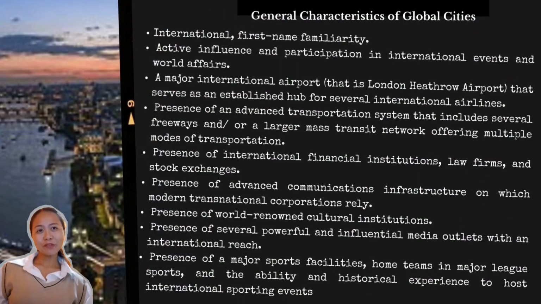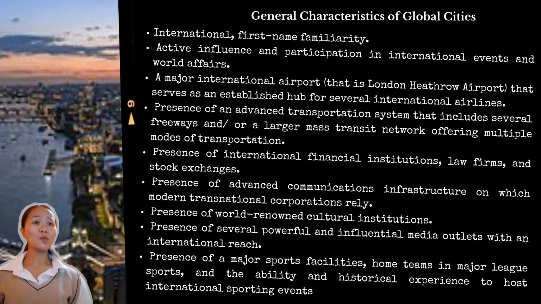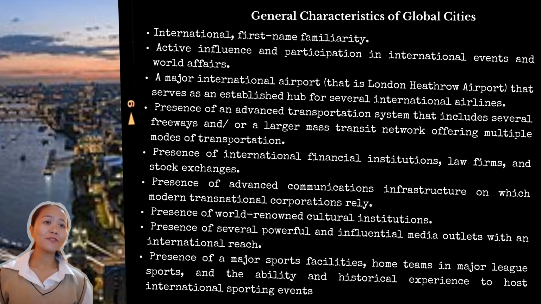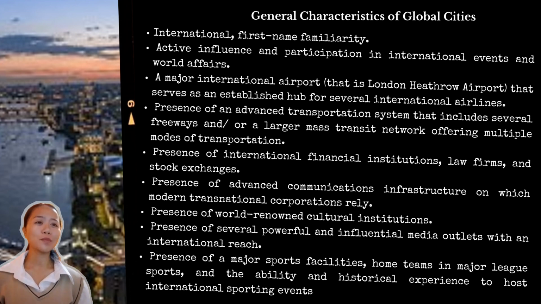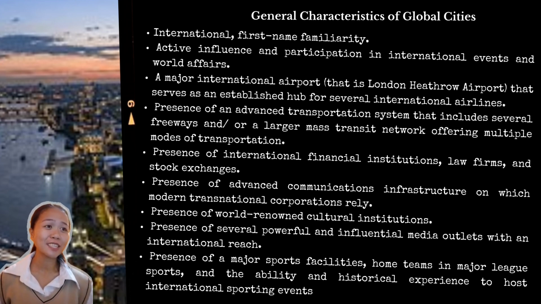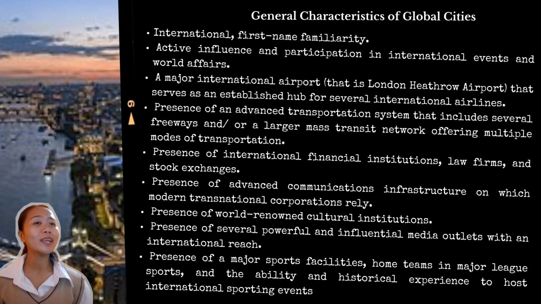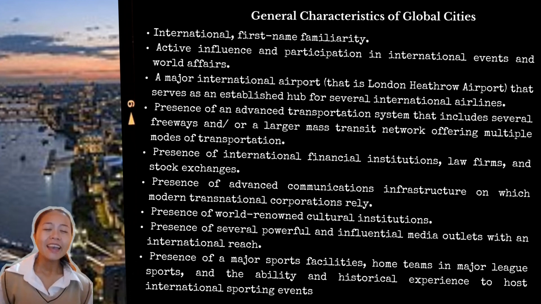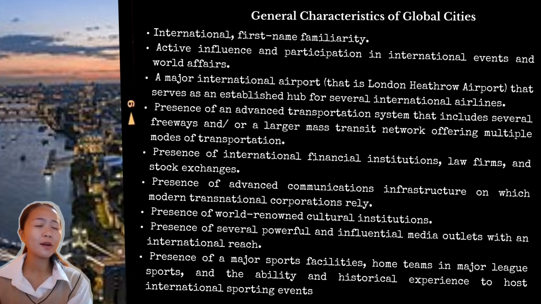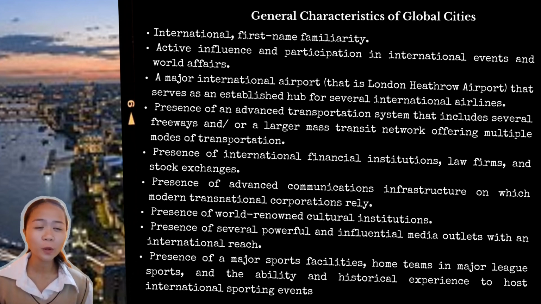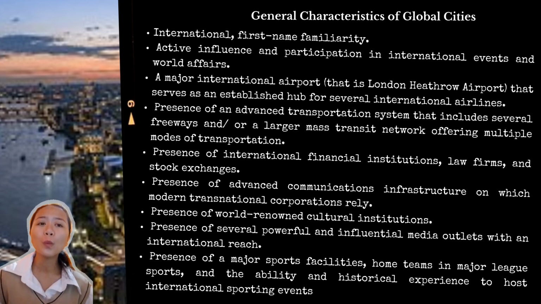So now, let's move on to the general characteristics of global cities. So the first one, international. So first name familiarity. So for example, Paris or London, right? Next is active influence and participation in international events and world affairs. For example, the UN headquarters in New York City. Next is a fairly large population. Okay, just like what I have reported earlier, that size is also one of the attributes of the global cities.